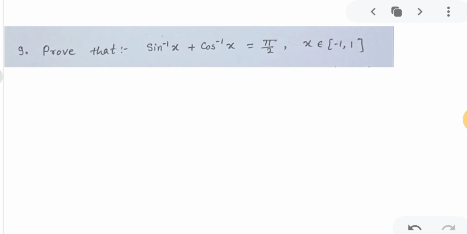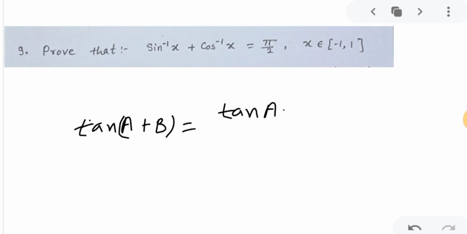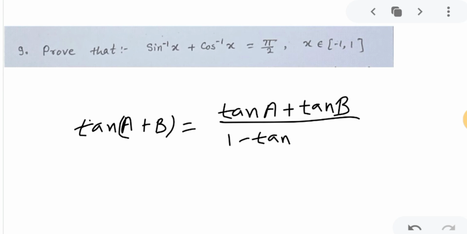Which formula will I use? I will use the formula tan A plus B. What is the formula for tan A plus B? Tan A plus B formula is tan A plus tan B divided by 1 minus tan A tan B, correct? I will use this formula.